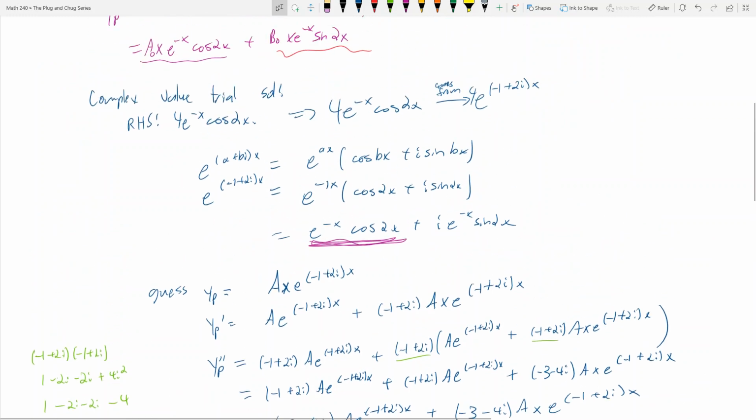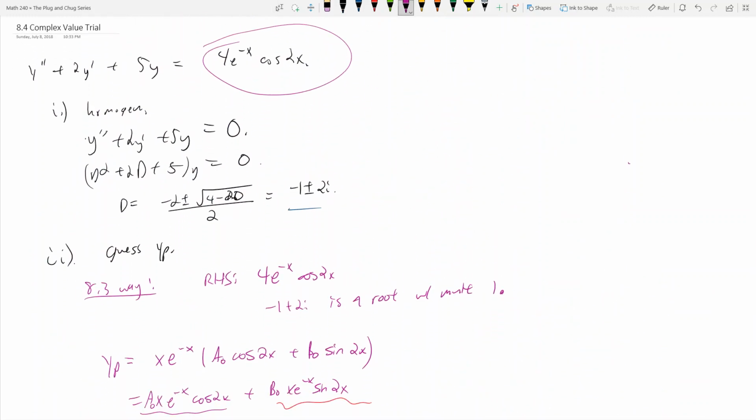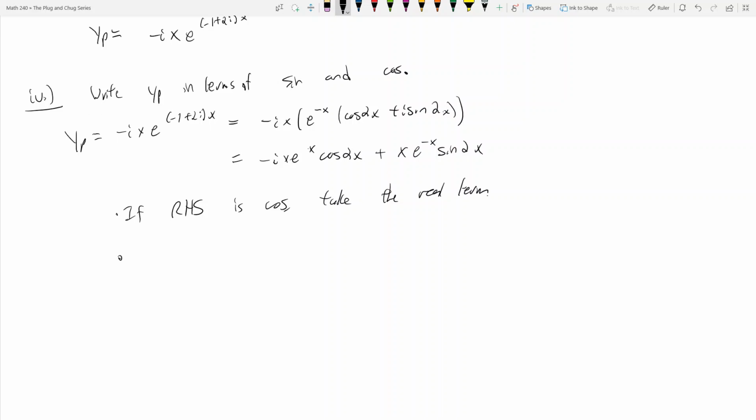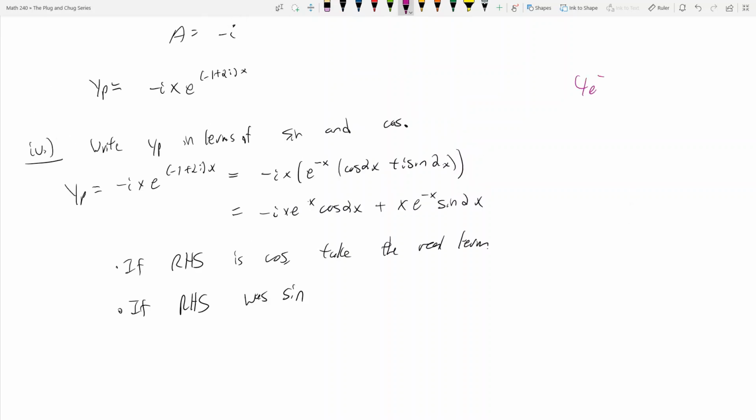And why is that? It's because we took cosine 2x. This is very important. If the right-hand side is cosine, we take the real term. If the right-hand side was sine, in this case it's not, right? Because my right-hand side, again, is 4e to the negative x cosine 2x. This is my right-hand side.